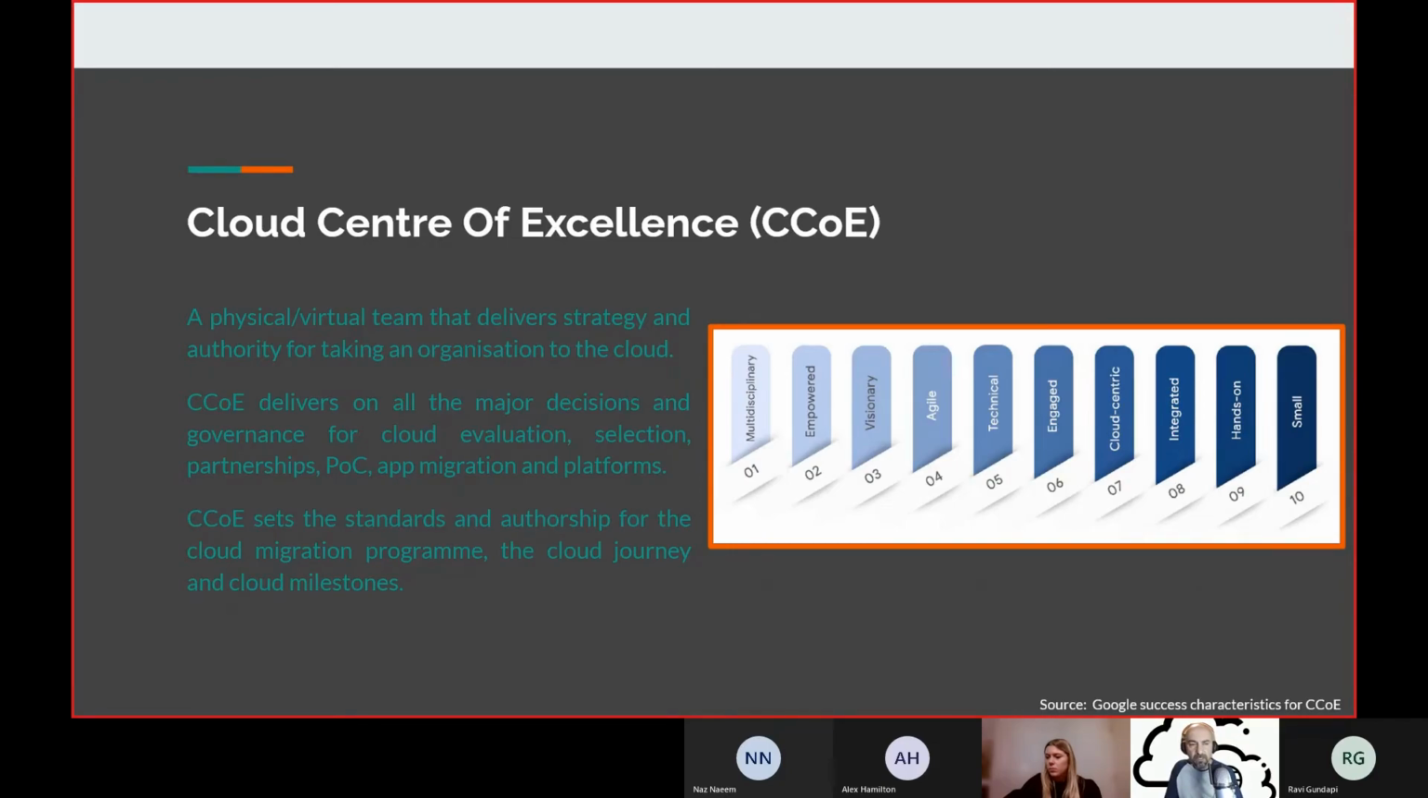So the CCoE is in charge of setting those standards and is the authority for all the migration programs when it comes to actually moving your workloads into the cloud. And it also continues that authority by generating a full cloud journey. So it's not just about how you move to the cloud and then rest there. It's about a continuous journey into the cloud and also being able to achieve the milestones that you set out for going into the cloud.